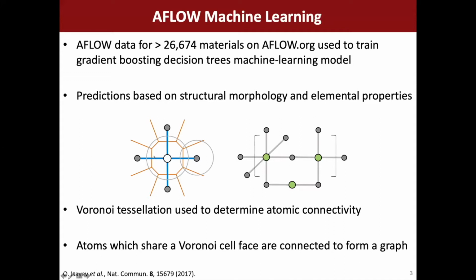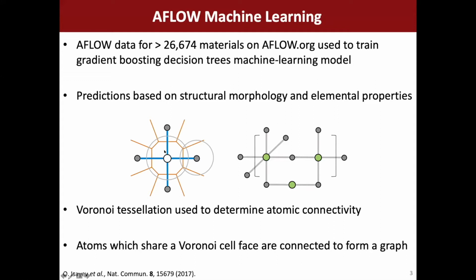So to characterize the structure of the material, the structural morphology and the connectivity between the atoms, we use what's called a Voronoi tessellation. So basically for each pair of atoms, you draw a plane halfway between the atoms. So for every set of atoms, you draw these planes. Then each atom is going to be surrounded by a set of planes. So this forms what's called a Voronoi cell for each atom. And dividing up the material like this is what's called a Voronoi tessellation.